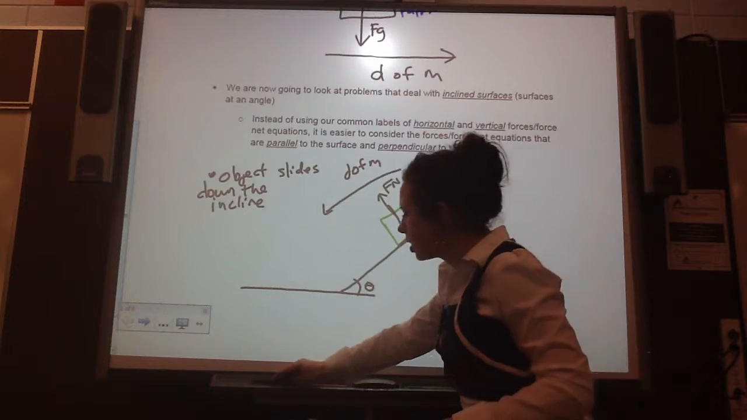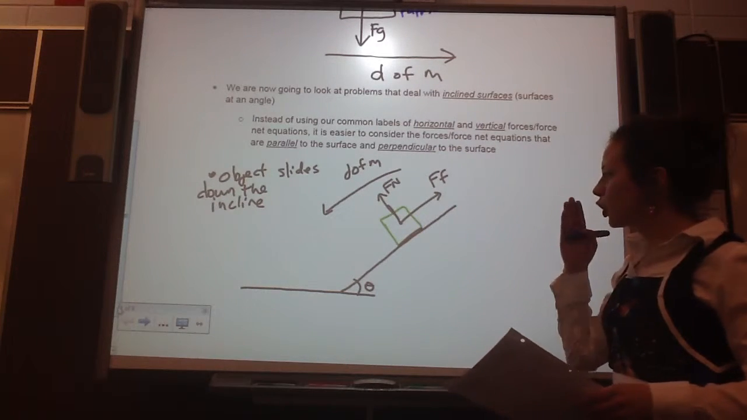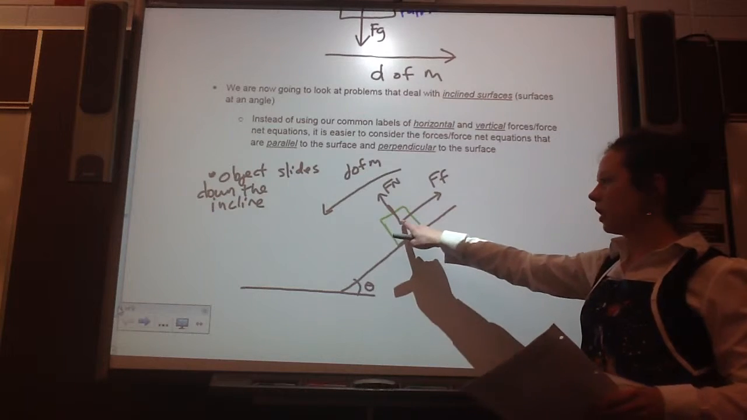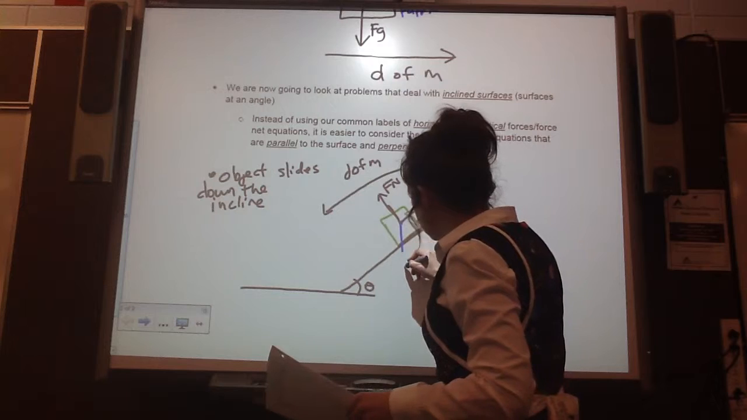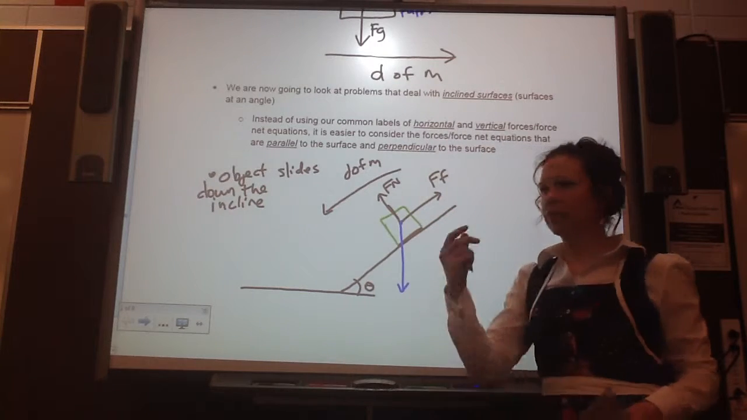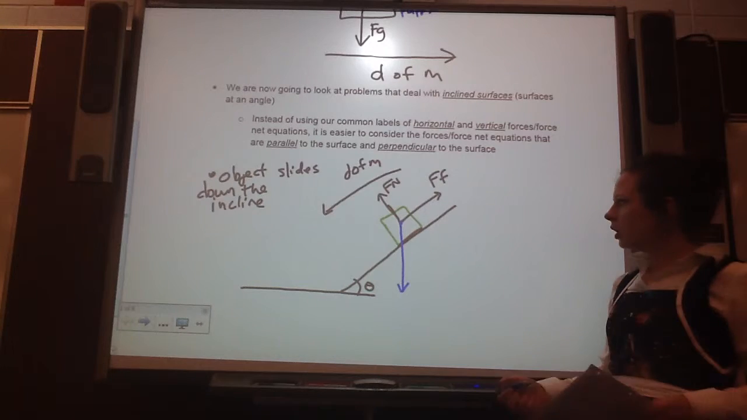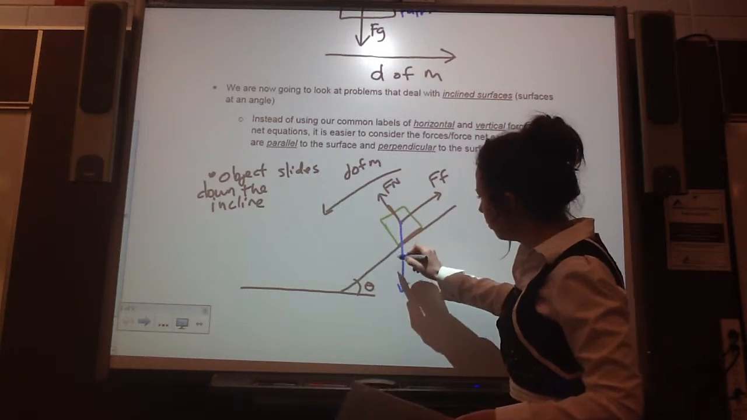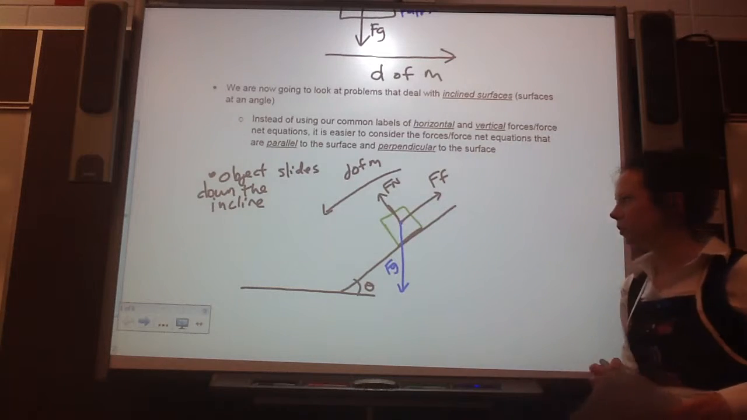Now, Fg is a bit of a trickier one here. If we're going to draw the force of gravity coming out from the middle of our object, that still goes straight down, because the force of gravity is pulling the object to the earth. So this blue vector that I just drew in here, this is overall Fg.